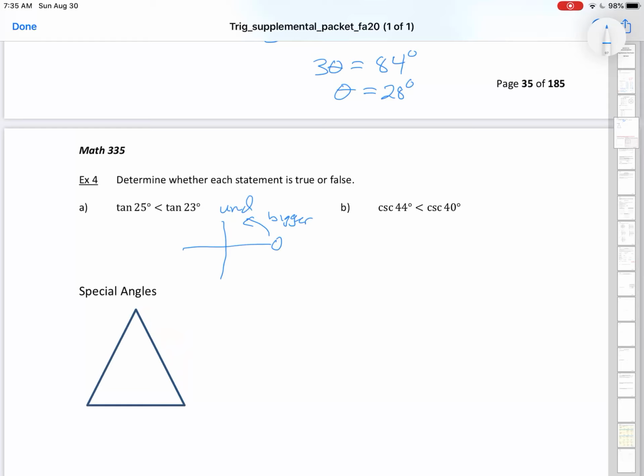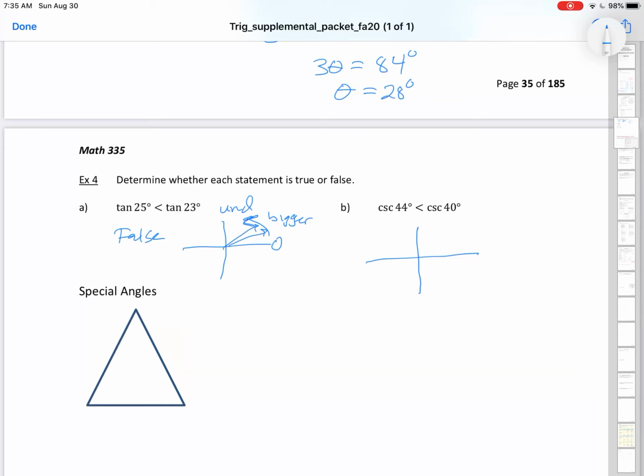Tangent of 25 then should be bigger than tangent of 23, because here's tangent of 23, here's tangent of 25, should be getting bigger as we go this way. This one is false. How about cosecant of 44 degrees and cosecant of 40 degrees? Okay, let's see what happens.